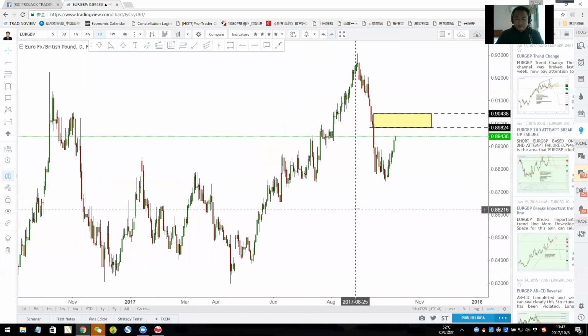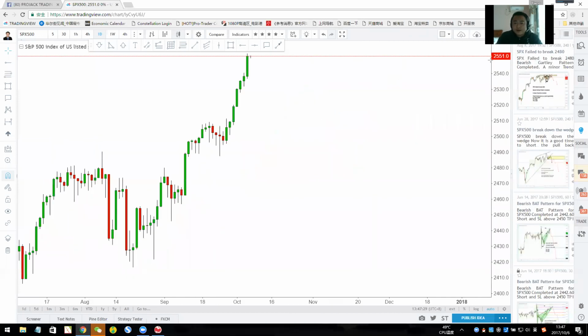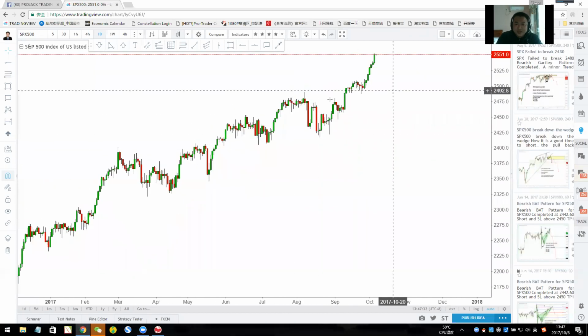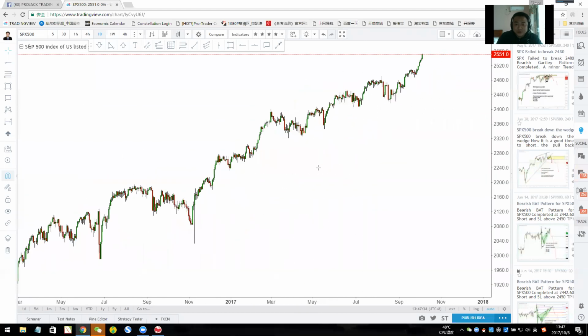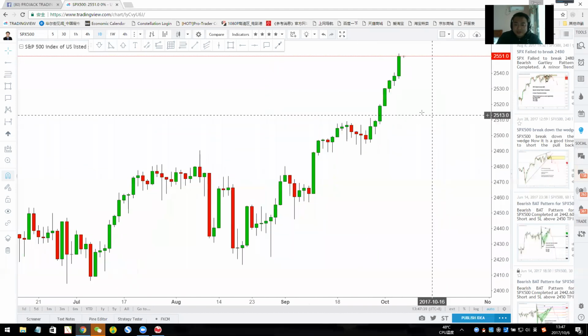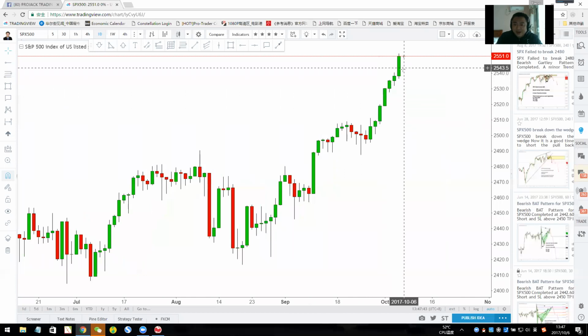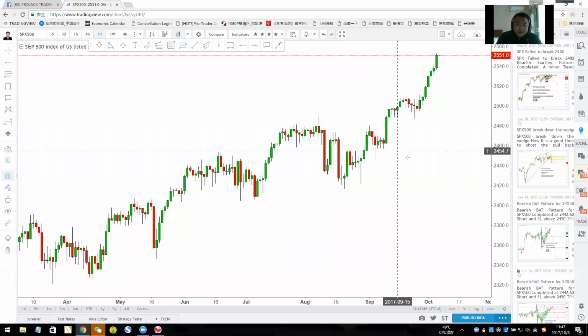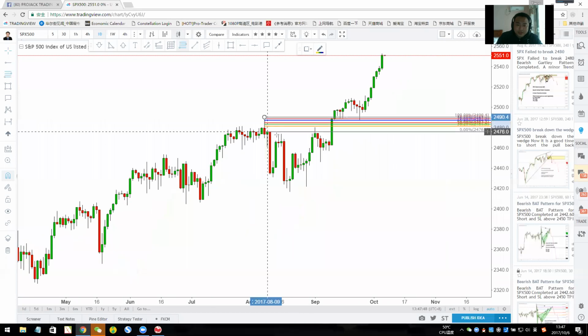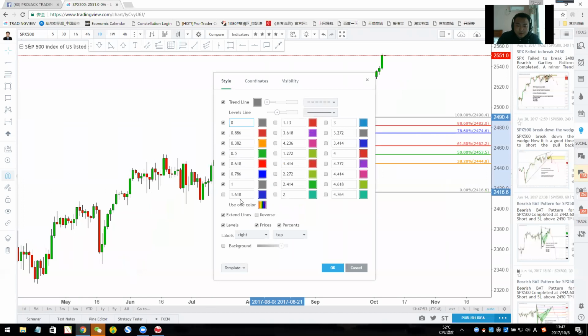So I think lastly, it's going to touch the SPX 500. Today's 2551. From the daily chart, I really don't see any reason to short. It keeps going up higher and higher, especially in the recent one week. Every day is making a higher high. It's so strong. The only thing I'm looking for is this 1.618 level, and 2 is here.